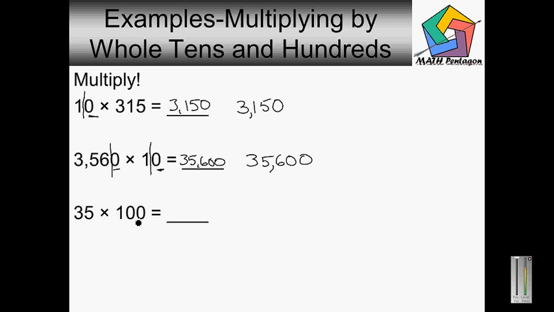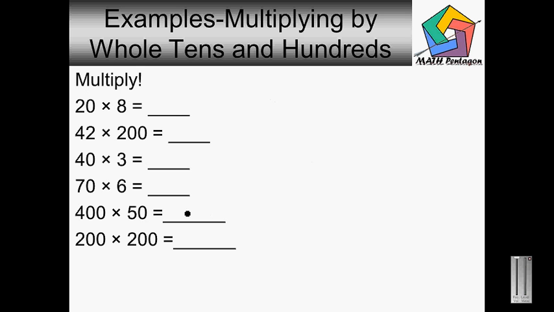Here I have 35 times 100. I have 2 zeros, so I'm going to forget about the zeros for now and just focus on 35 times 1, which is 35. And I add in the zeros. I have 2 zeros, so I add in the 2 zeros. So my final answer to this would be 3,500.